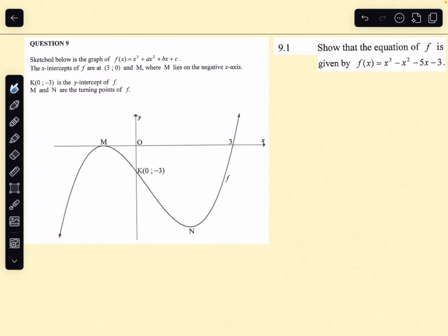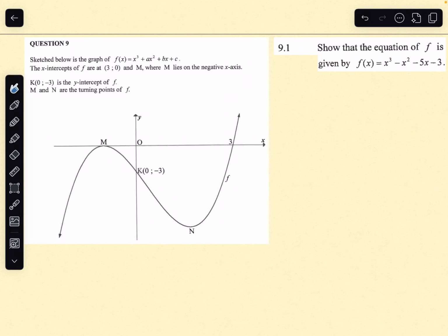We are rambling today about the department's paper 1 from May 2022. We're looking at question 9. Sketched below is the graph of f of x is equal to x cubed plus ax squared plus bx plus c. So this is a cubic function.